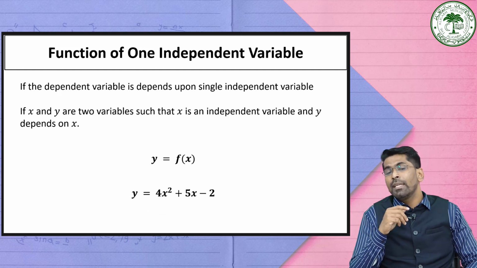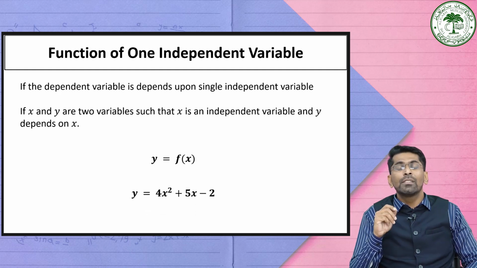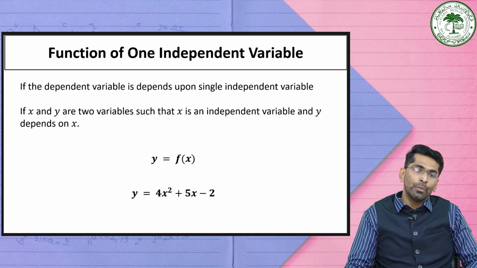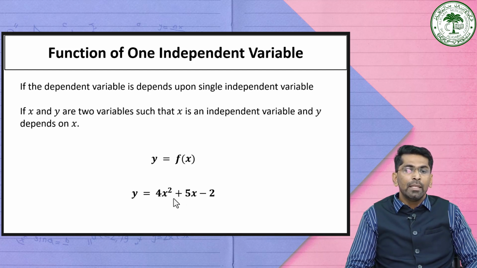For example, y = 4x² + 5x - 2. This is a function of one independent variable. The independent variable here is only x, and y is the dependent variable. So in this particular case, we have a function with one independent variable.